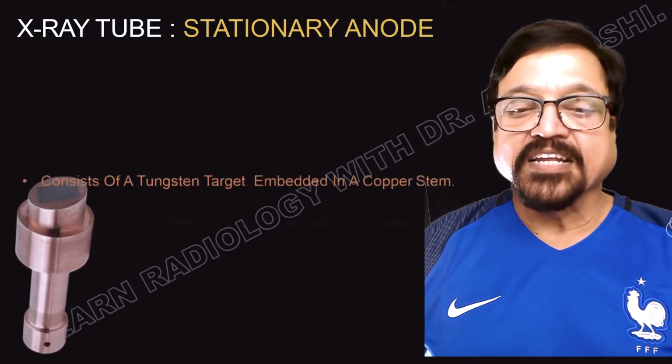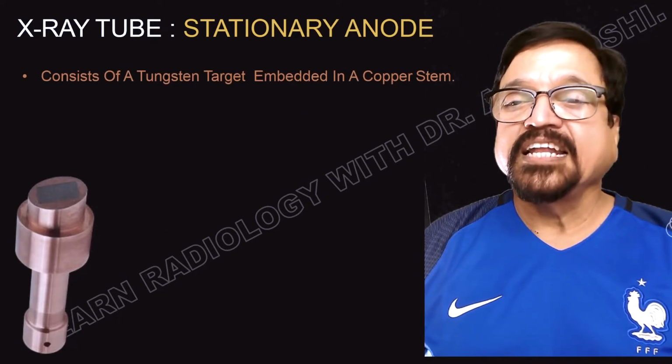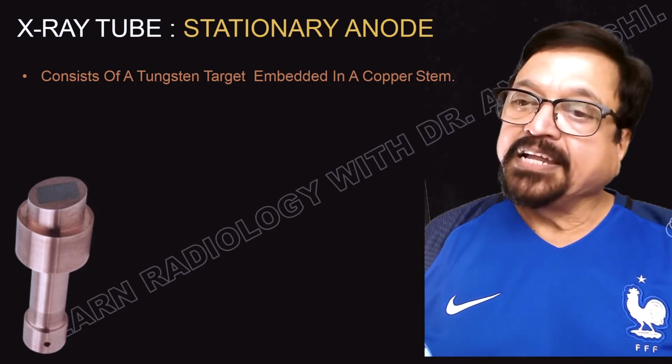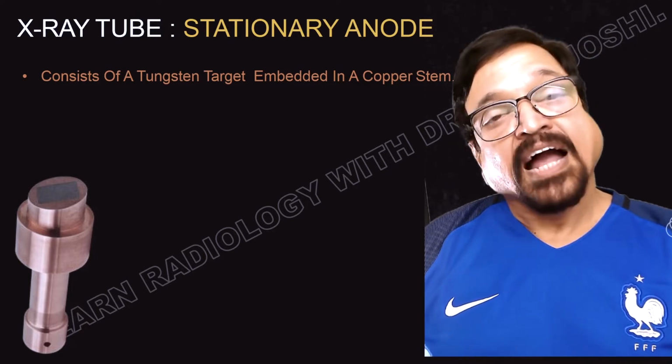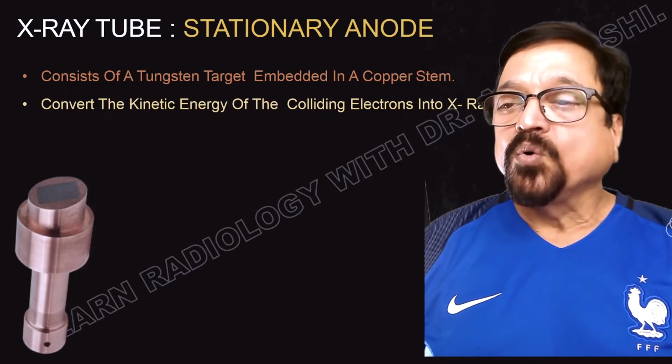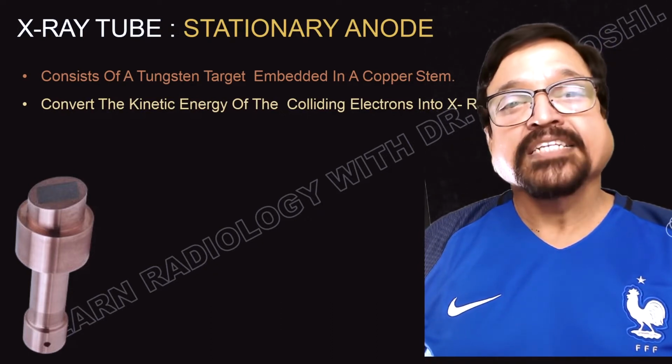Now this is a stationary anode. It consists of tungsten as a target embedded in a copper stem. Tungsten, we have discussed, has a high melting point. Copper, we have discussed, has high dissipation of heat. It is an excellent combination. Then it converts the kinetic energy of colliding electrons into X-ray photons.